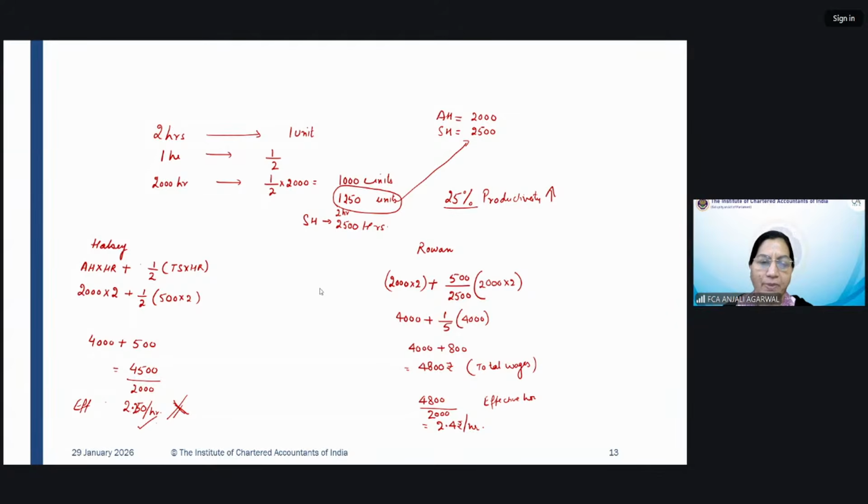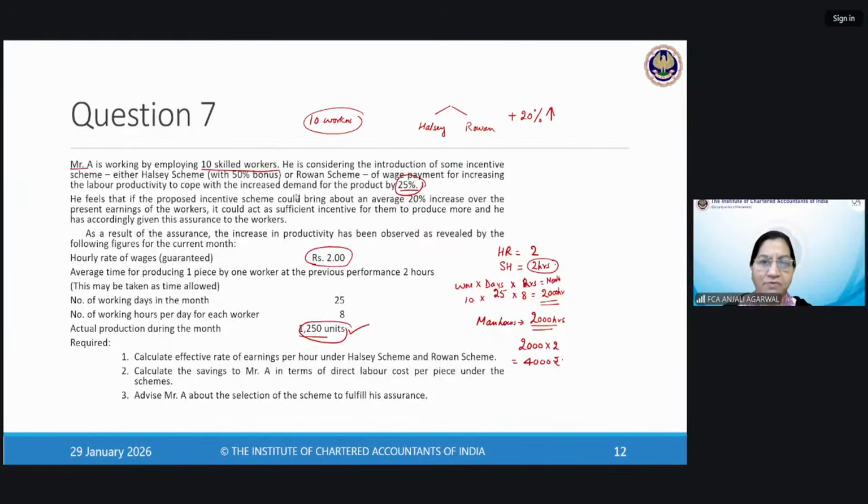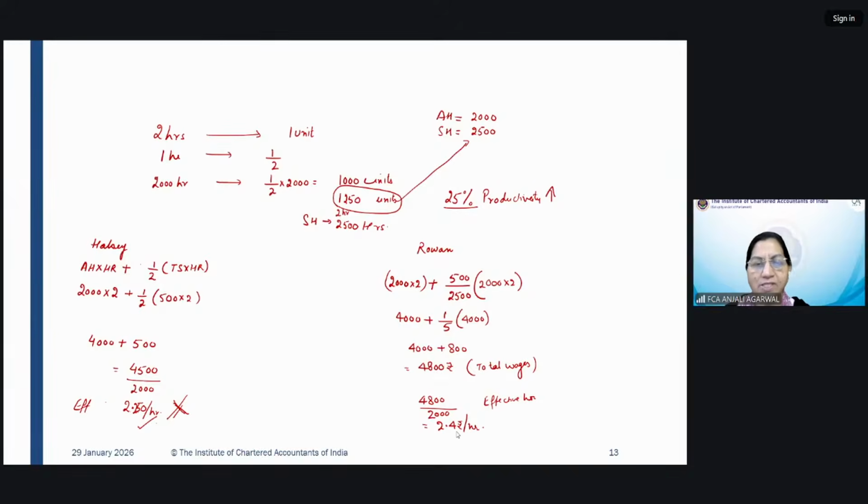Okay, clear? So two objectives were required. One, productivity is required to be increased, and the second is that the assurance given to the workers is that the wages will increase by at least 20%. So on 2 rupees, if you want a 20% increase, the minimum they would want is 2.40 per hour, which is achieved under the Rowan scheme, not under the Halsey. So we will apply the Rowan scheme to the workers.